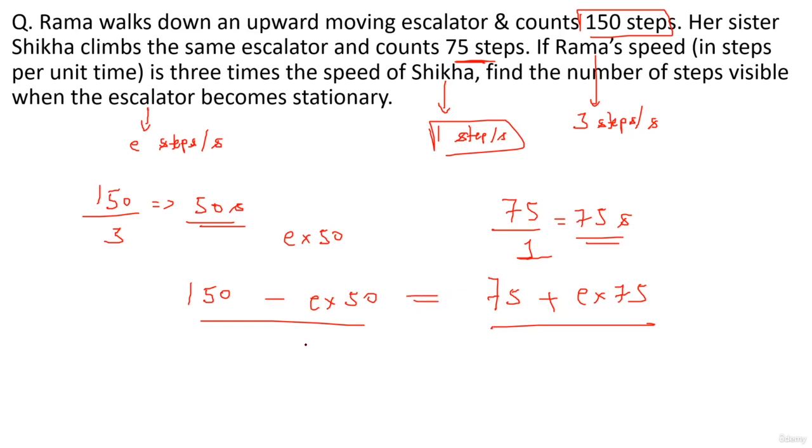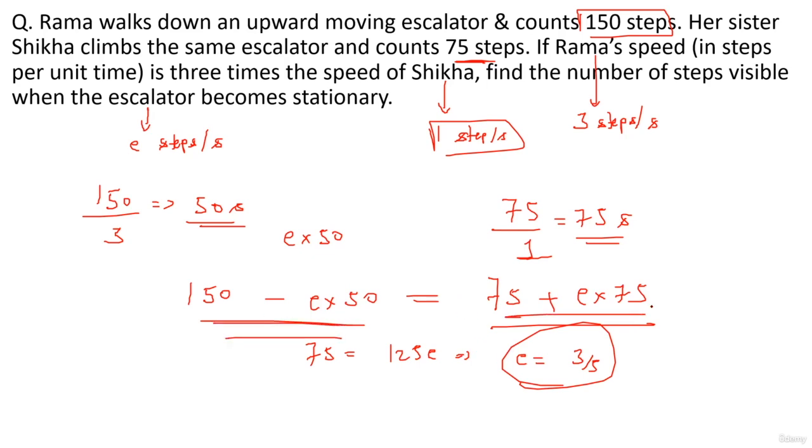So when you equate them, you have 75 plus 75e equals 150 minus 50e, which gives 125e equals 75, so e equals 3 by 5. You substitute e equals 3 by 5 in either of these, and you get the total number of steps on the stationary escalator: 120 steps. Same thing when you put it here: 45 plus 75 is 120.